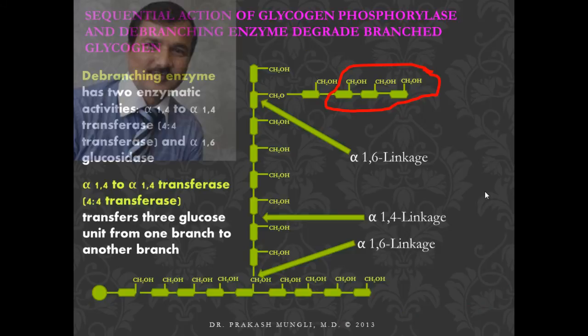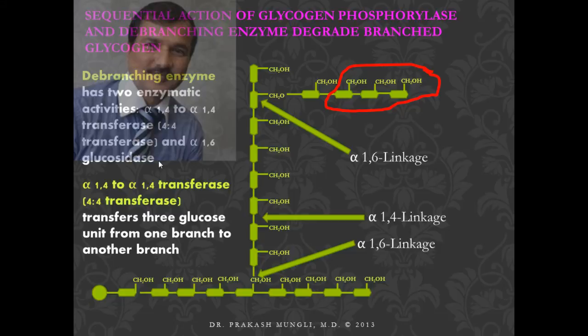Now what will happen to that? Over the branch point, where those 4 glucose residues are left, the debranching enzyme will get into the picture. The debranching enzyme has 2 enzymatic subunits: a 4,4-transferase subunit and an alpha 1,6-glucosidase subunit. So it has 2 catalytic mechanisms.